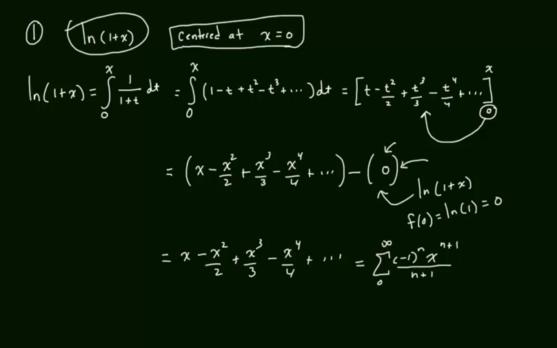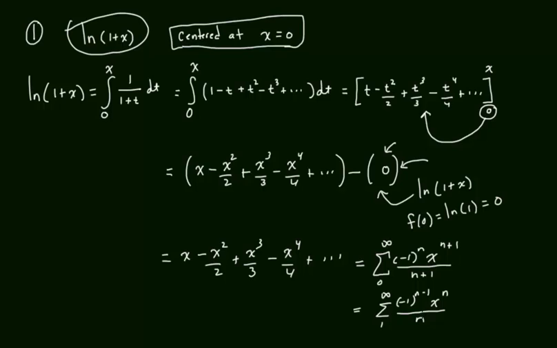Or we could have written this indexed at 1. So we'll go from 1 to infinity, and then it's going to be negative 1 to the n minus 1, x to the n over n. Perhaps that looks a little bit more clean.